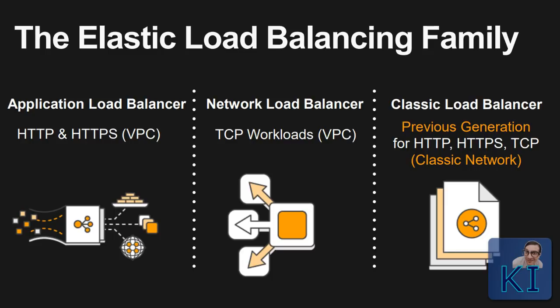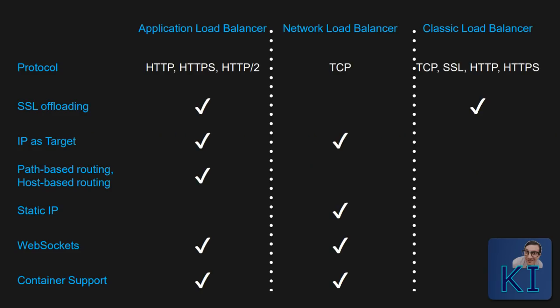All right, these are three types. I think all of you know this, right? So classic load balancer is the older one. Here is a quick comparison. This is available on AWS website as well. SSL offloading is possible in application load balancer, not possible in NLB.